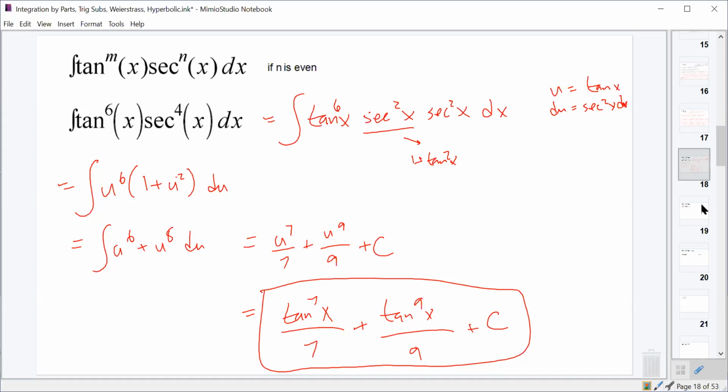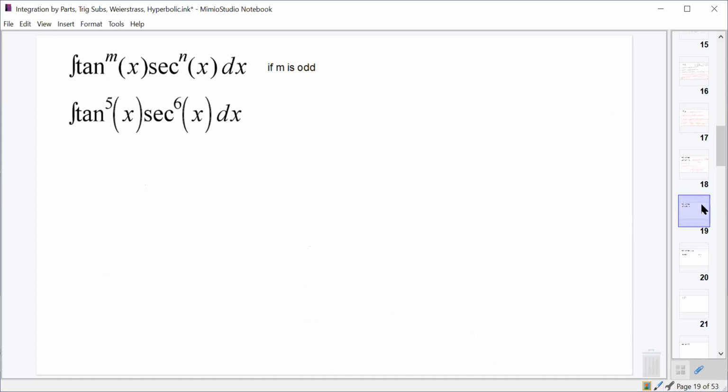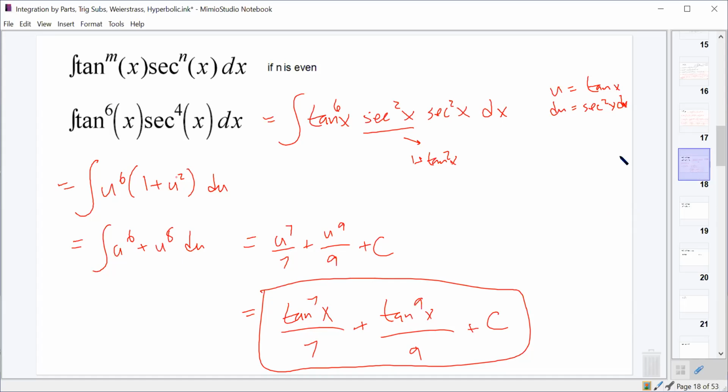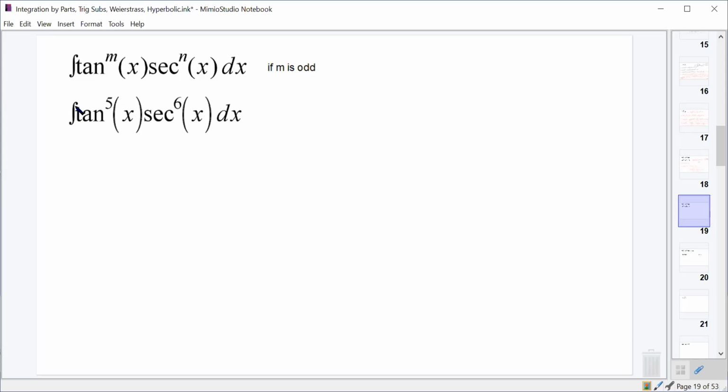What if we've got an odd power on the tangent? So I know we have an even power on the secant here also. That's fine. So we could, if we wanted to, with an even power on the secant, use this method. We're going to turn it all into tangents. But if the power on the tangent is odd, we can also turn everything into secants and let u equal secant x.